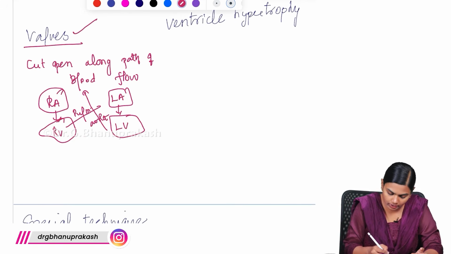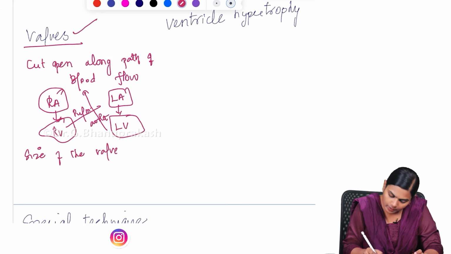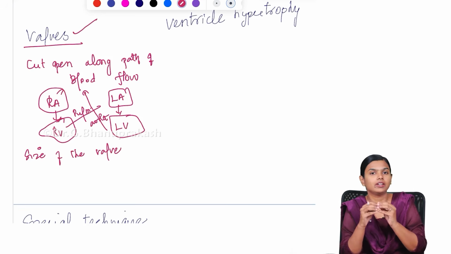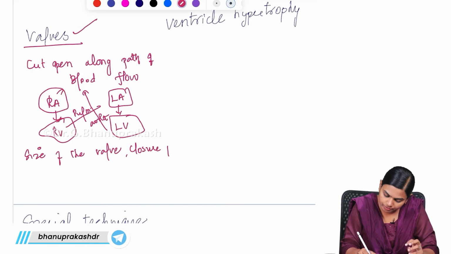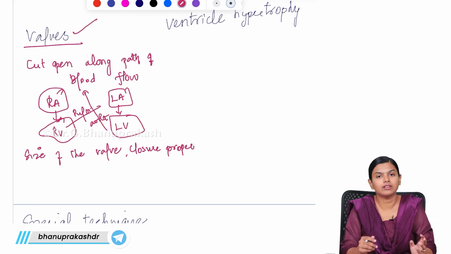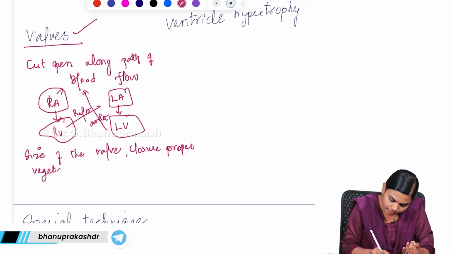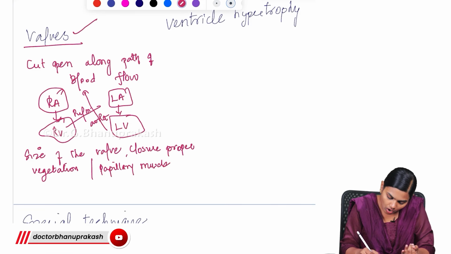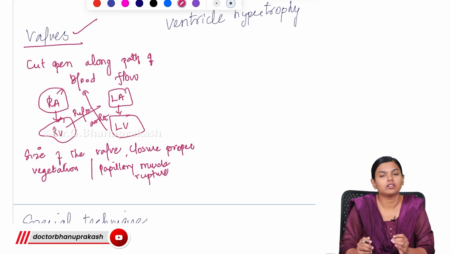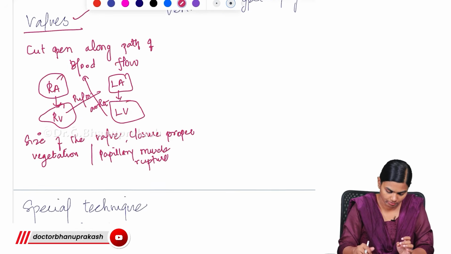First you have to look at the size of the valve. Any regurgitation, whether it is not closing properly, whether closure is proper or not. So, these changes in the valves you have to note. Then you have to look for any vegetations or papillary muscle rupture. All these things you can look at in the cross section of the heart, mainly the valve circumference.